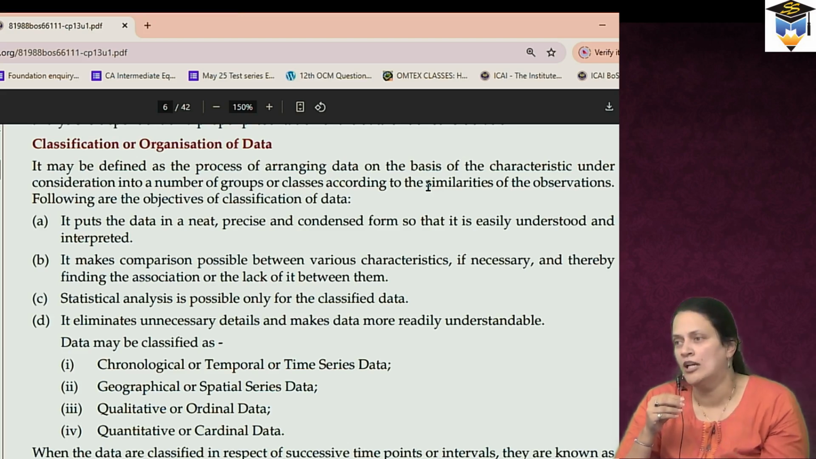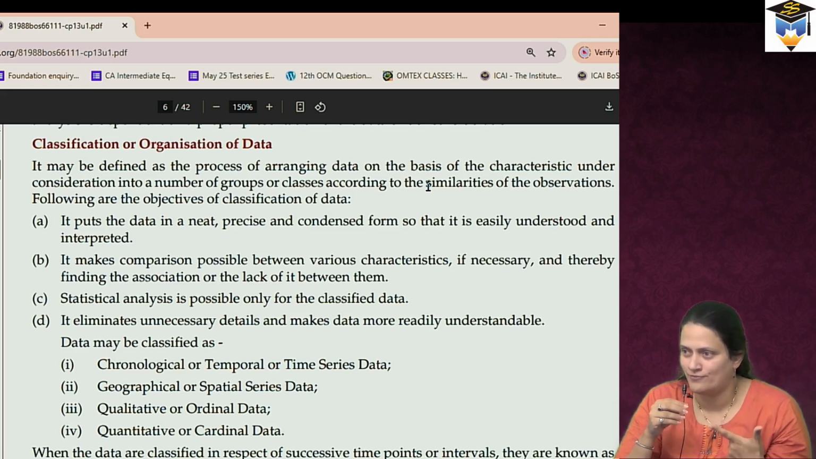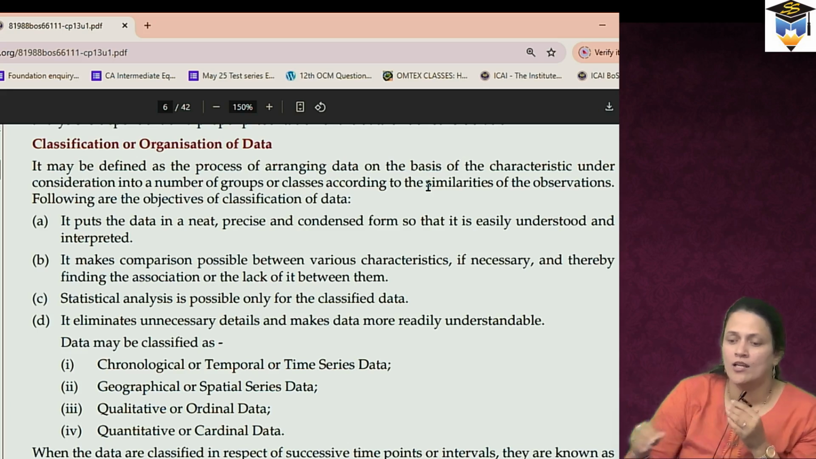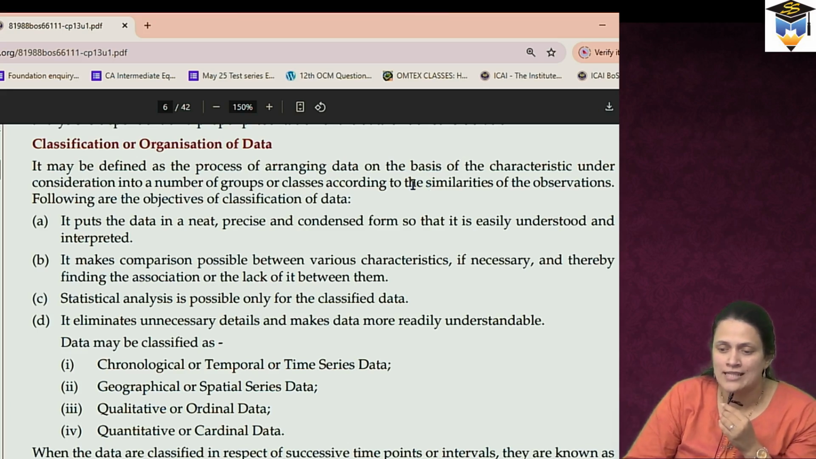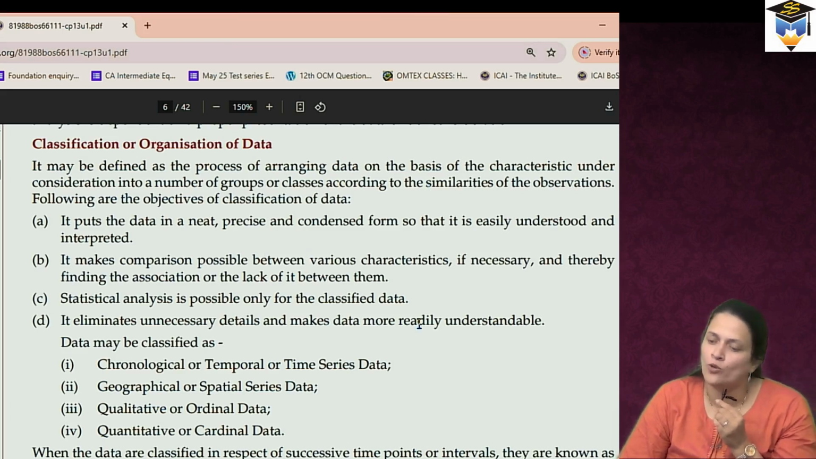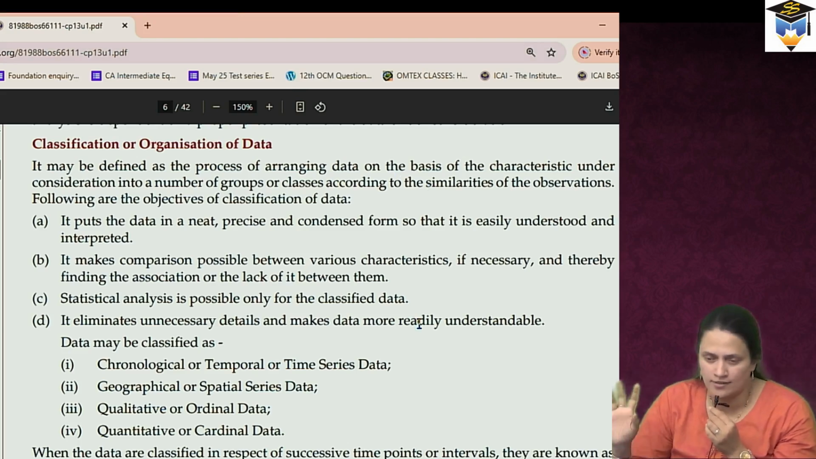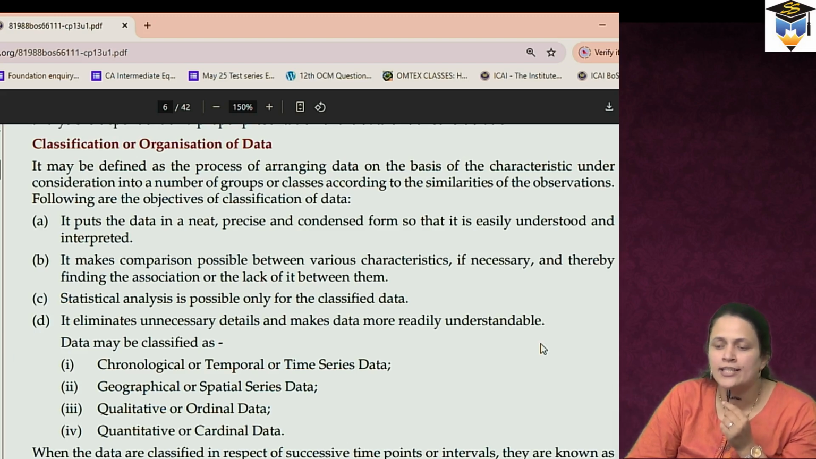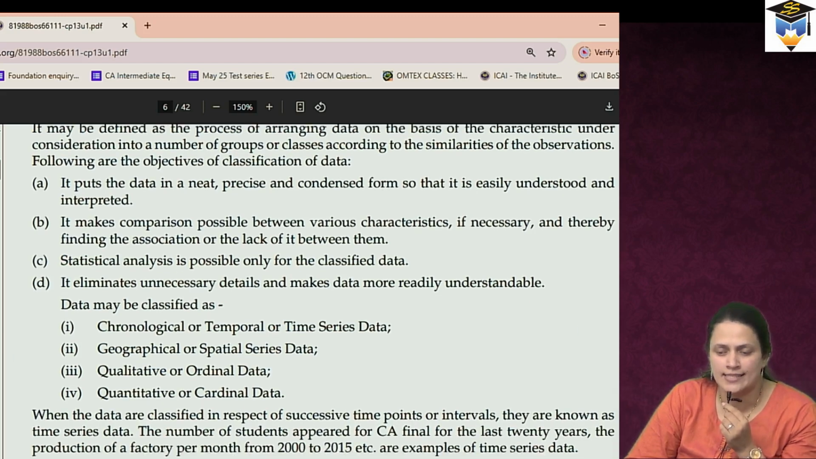or, as in school, you must have studied about a pictorial or a pictograph. You remember a pictograph or a pie diagram, pie chart. So now, statistical analysis is possible only for classified data. That is an important aspect. It eliminates unnecessary details and makes the data more understandable.